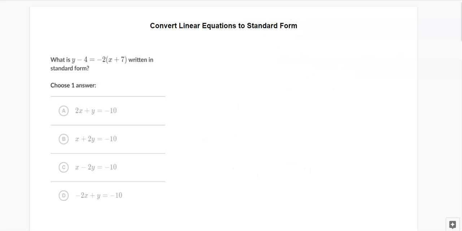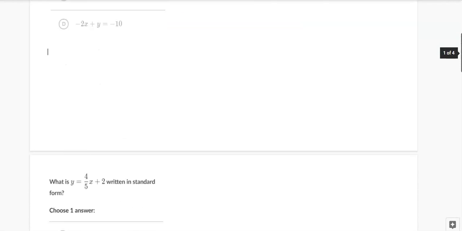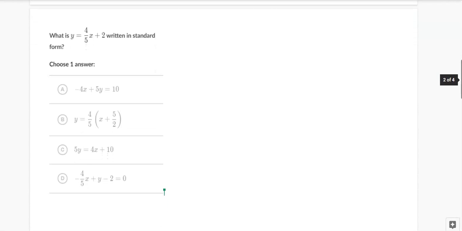So that's one type you're going to get. Basically distribute, move it around. The second type that you're going to get, there's going to be some fractions in there. So if you notice, this one is written in slope-intercept form. It's in y equals mx plus b form. So I have y equals 4/5 x plus 2.